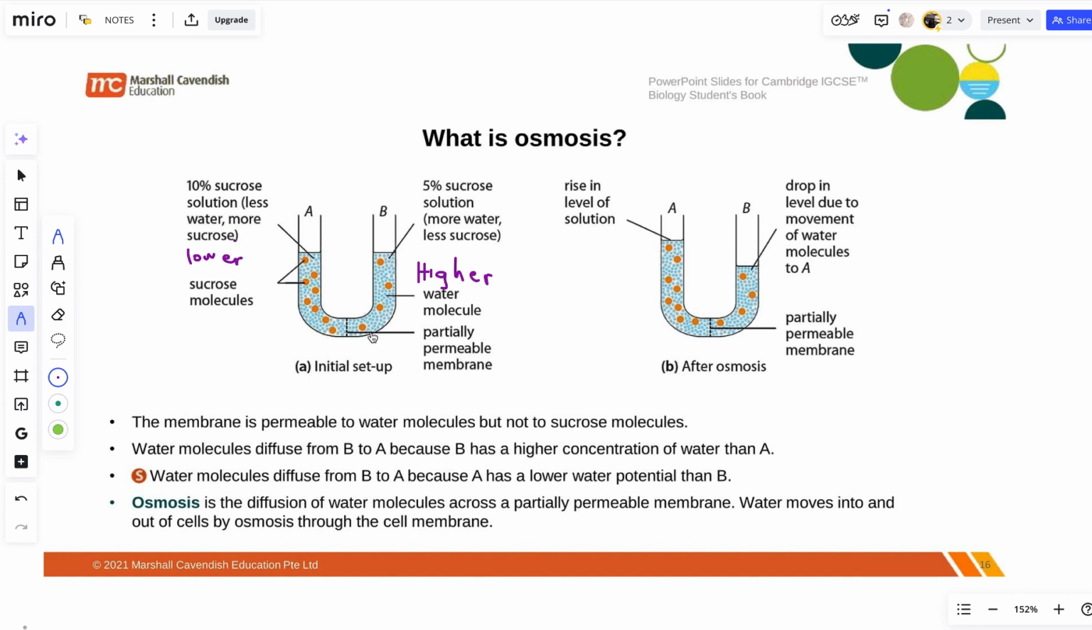So for osmosis to take place, water will move through this semi-permeable membrane, or partially permeable membrane, from the side with more water concentration to this side. You see what happens: more water moves up this way, and they are no longer at an equal level. More water has moved up to this side. That's why you see the level has risen on the other side.